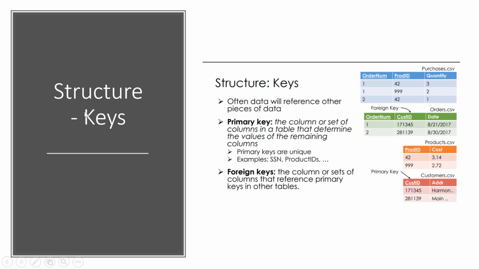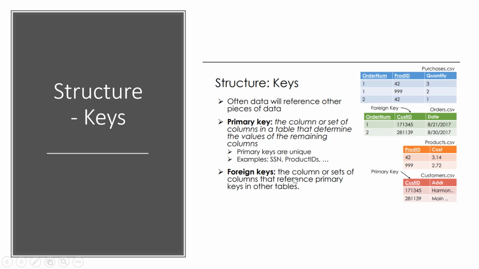The other structure is the keys. Data will reference other pieces of data. So you might have a primary key in a data set, the column or set of columns in a table that determine the values of the remaining columns. For example, you could have a table called customers.csv, which has customer ID as the primary key. So using this customer ID, you might be able to join these two tables and get things like order numbers and so on.